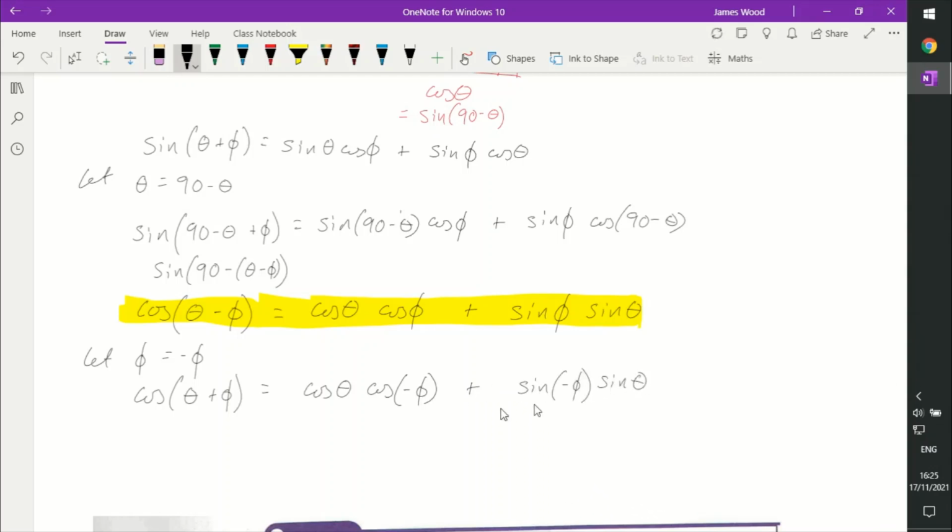And from the same thinking as before, where we considered their graphs, and exactly the same reasoning, cos of negative phi is exactly the same as cos phi. So this is cos theta cos phi. And hopefully you remember that sine of negative phi, or sine of a negative angle, is exactly the same as minus sine of that angle. And then we've got our formula now for cos A plus B.